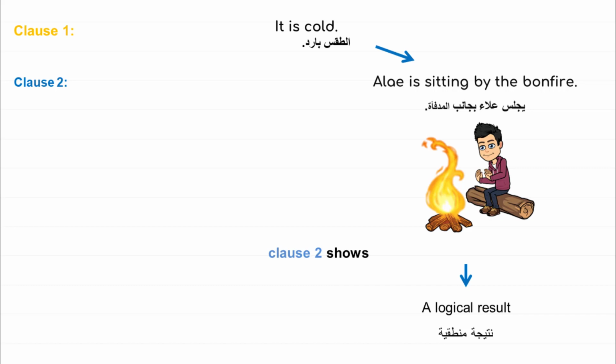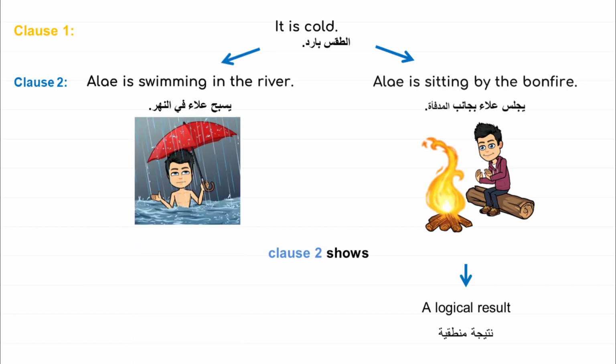Let's take a look now at the second example. It is cold. Ala here is swimming in the river.